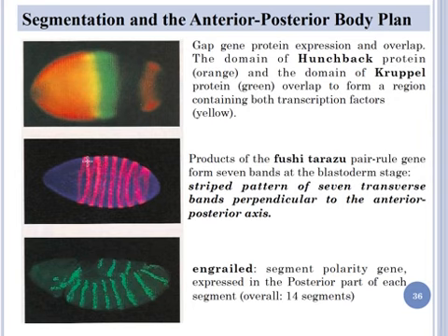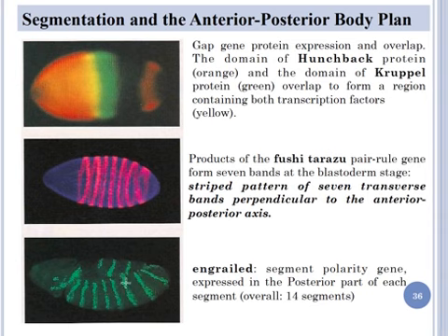You see we have 7 stripes, 1, 2, 3, 4, 5, 6, and 7, which are perpendicular to the anterior-posterior body plan. So this is one of the pair rule genes, Fushi-tarazu. And here I'm showing you engrailed, which is a segment polarity gene.